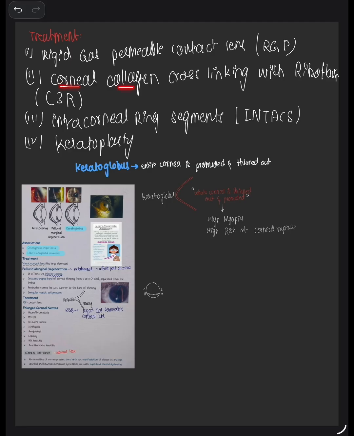corneal collagen cross-linking with the riboflavin. So it is called as the C3R. In this way the contact lens will be able to stay on the cornea.